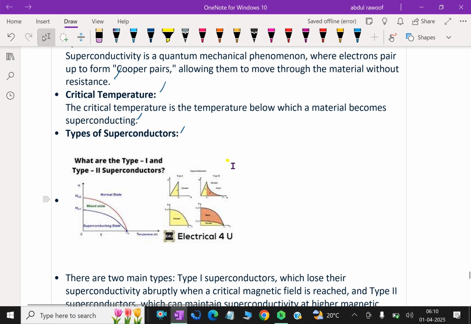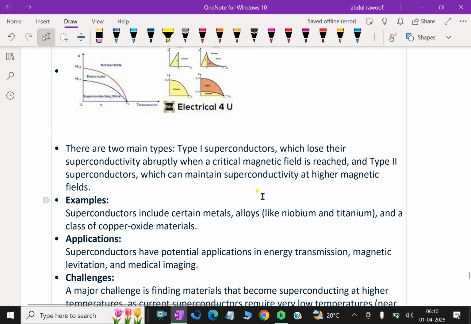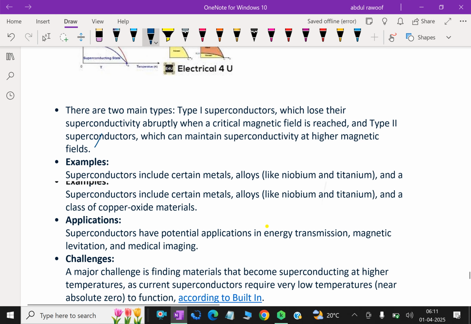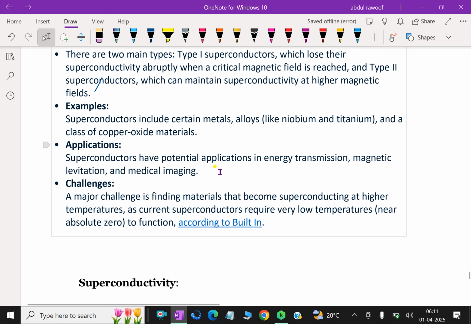Types of superconductors. There are two main types. Type 1 superconductors lose their superconductivity abruptly when a critical magnetic field is reached, and type 2 superconductors can maintain superconductivity at higher magnetic fields also. Examples of superconductors include certain metal alloys like niobium and titanium, and a class of copper oxide materials. Applications: superconductors have potential applications in energy transmission, magnetic levitation, and medical imaging.